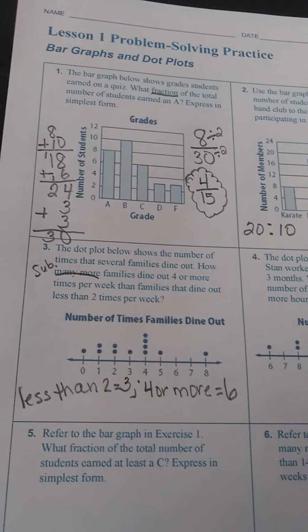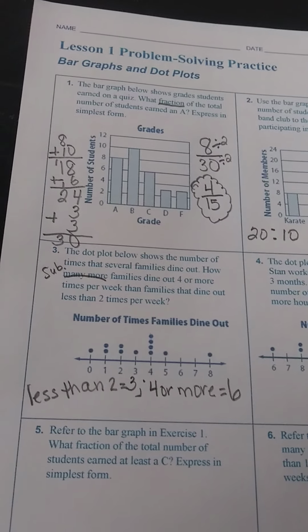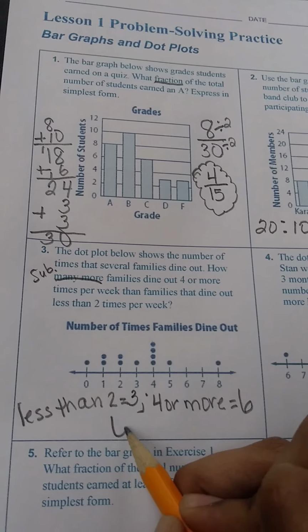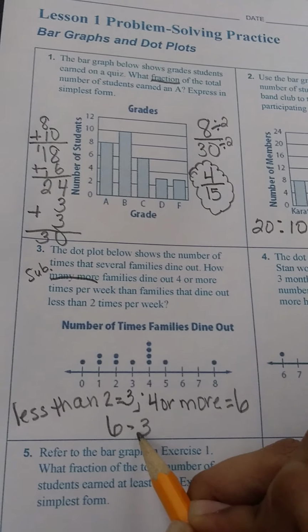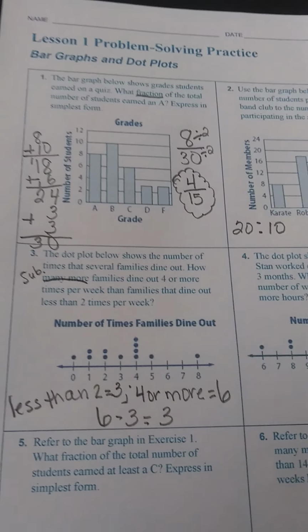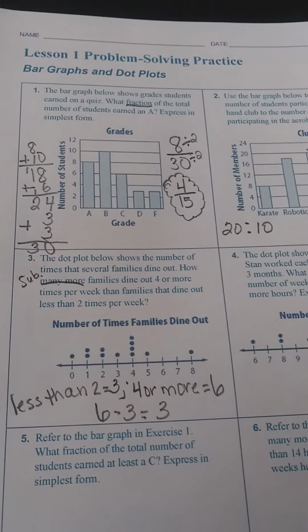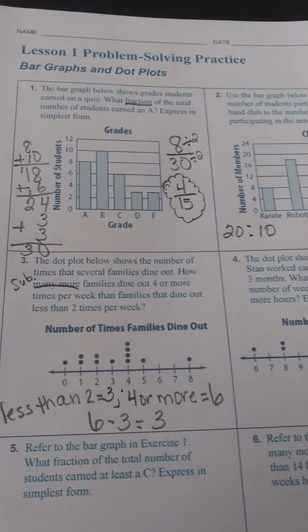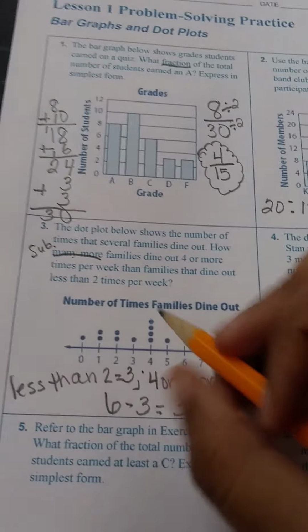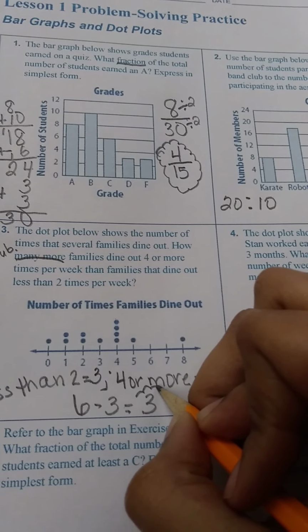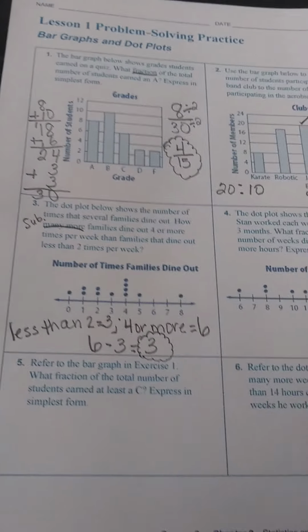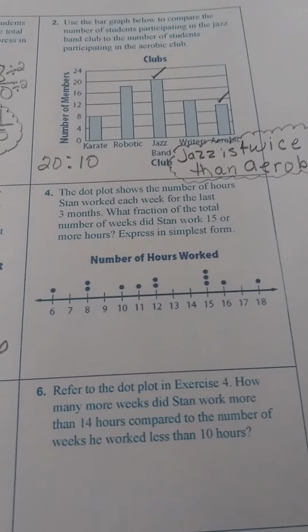So now, because we're trying to find out how many more, we know we're going to have to subtract. So we have to subtract 6 minus 3, which will be 3. So the families eat 3 times more, 4 times more per week. All right, so the answer here was 3. 3 times more. All right, let's look at number 4.